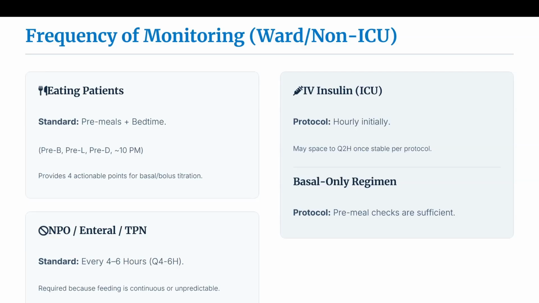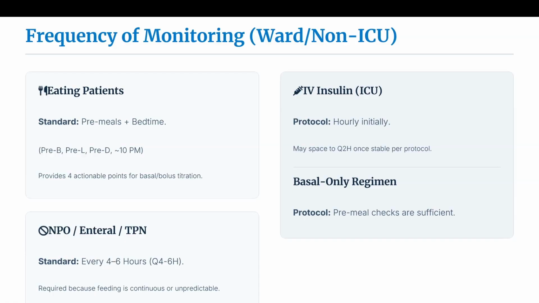Frequency of monitoring in wards or ICU. In eating patients, standardly we use 3 meals plus bedtime: before every meal, that is pre-breakfast, pre-lunch, pre-dinner, and usually at 10 p.m. It provides 4 actionable points for basal bolus titration of insulin.